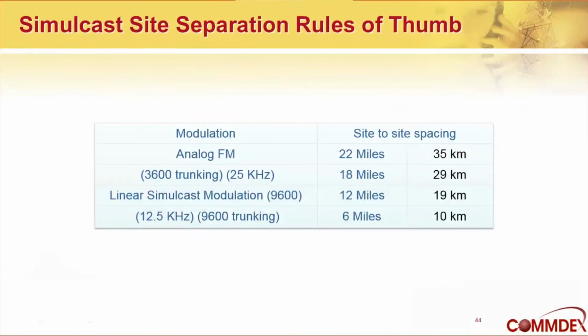So how far away are the sites? Well, that depends on the type of modulation we're using. In the analog FM world, it was much more tolerant of delay. So we could space our sites up to 22 miles apart from each other. But as we developed new and better digital technologies, it became less tolerant of delay because the bits got smaller and faster. So 9600 bit per second trunking with 12.5 kilohertz spacing, we were down to about 6 mile spacing.